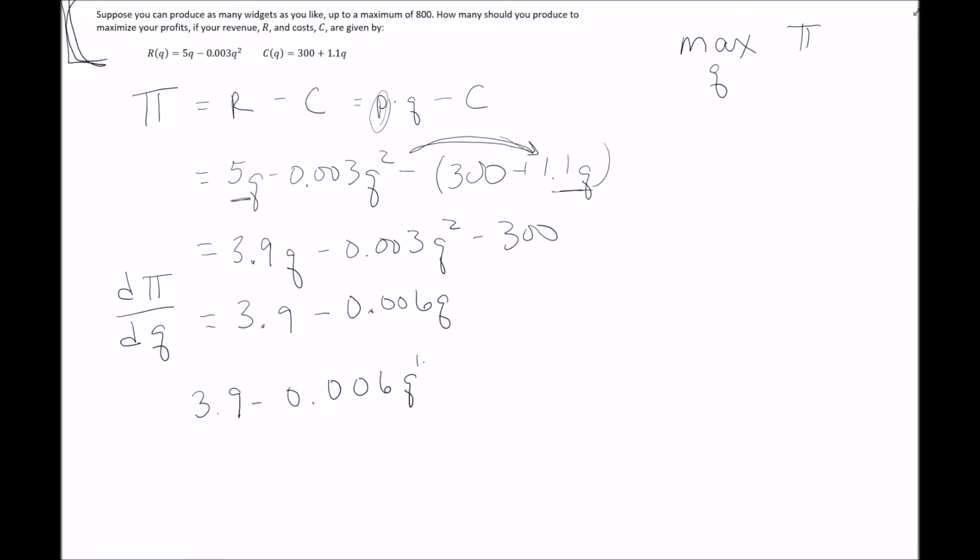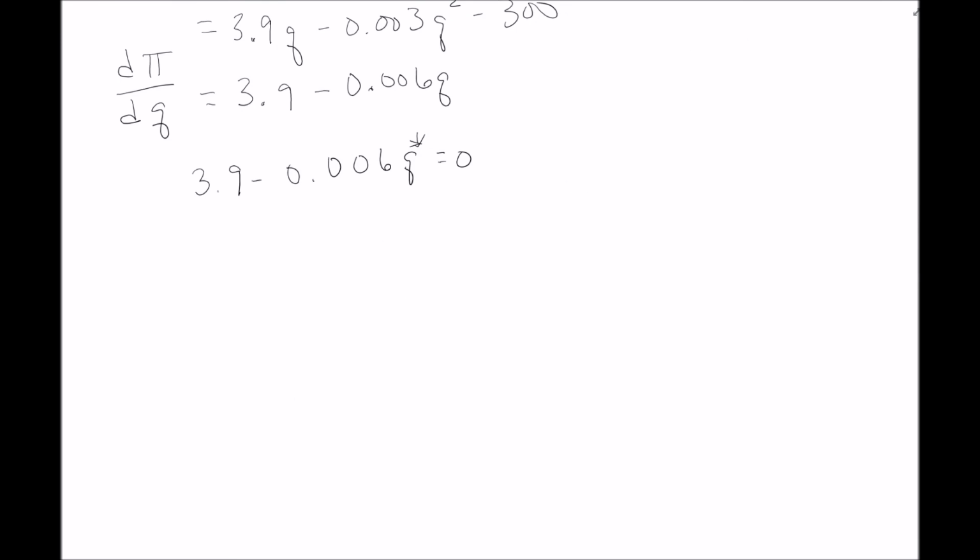I'll use Q star just to indicate that this is the special optimal value, or at least extrema value of Q. I move the negative term to the other side and flip them around. I get 0.006Q is equal to 3.9. Just for ease of working with everything, I'm going to multiply both sides of the equation by 10. I get 0.06Q is equal to 39.